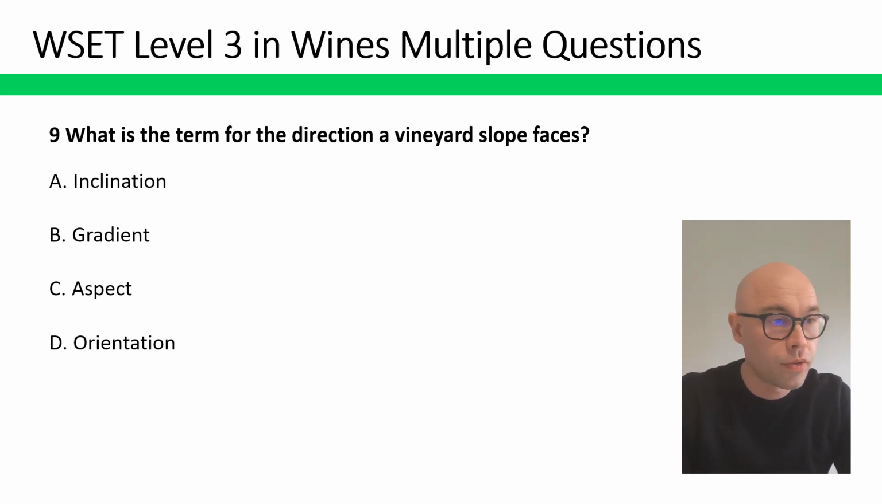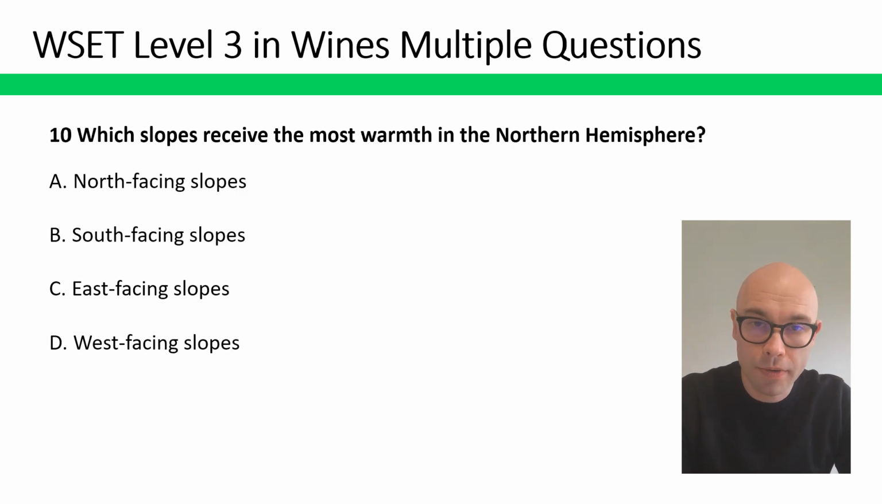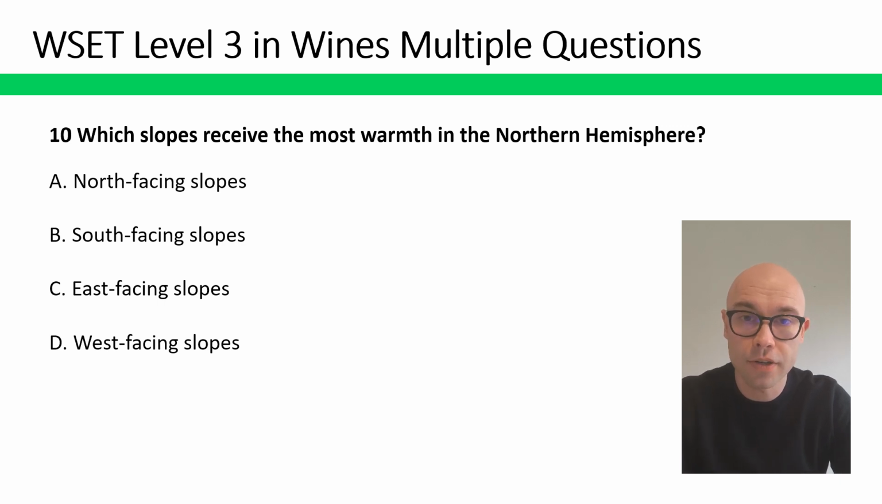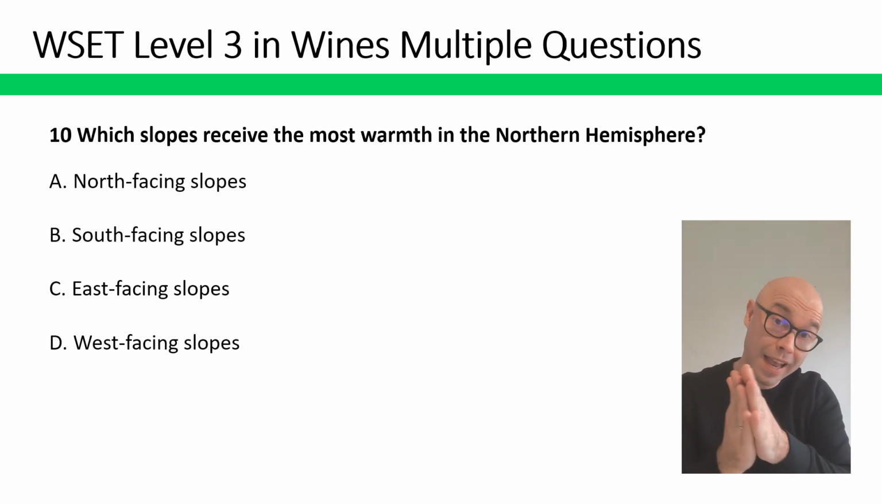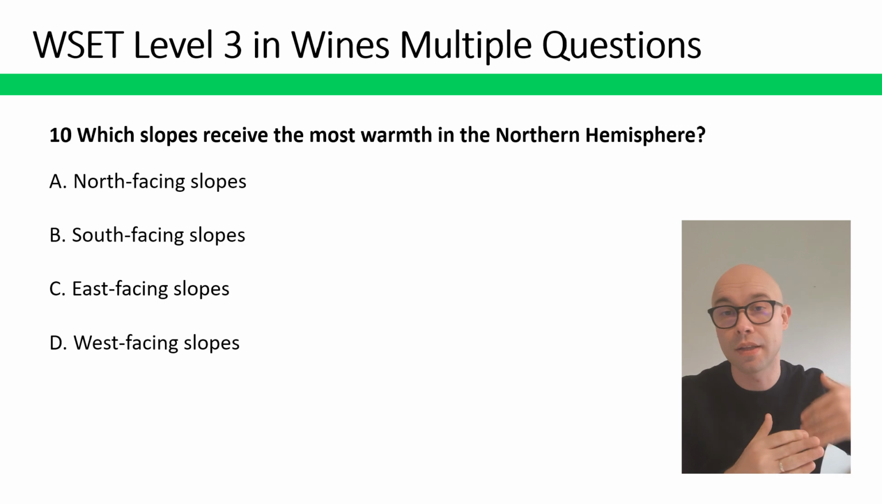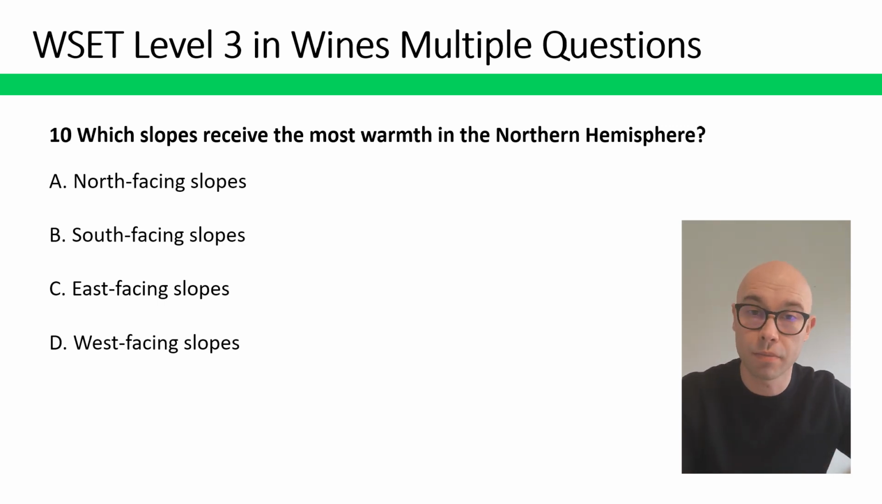Which slope receives the most warmth in the Northern Hemisphere? Depending on where you are in the Northern and Southern Hemisphere, vineyards, depending on their aspect, receive more or less sun. So in the Northern Hemisphere, which vineyards receive the most sun? North facing, south facing, east facing, west facing. The correct answer is B, south facing. In the Southern Hemisphere, it's the opposite. It is the north facing vineyards that receive the most sunlight.